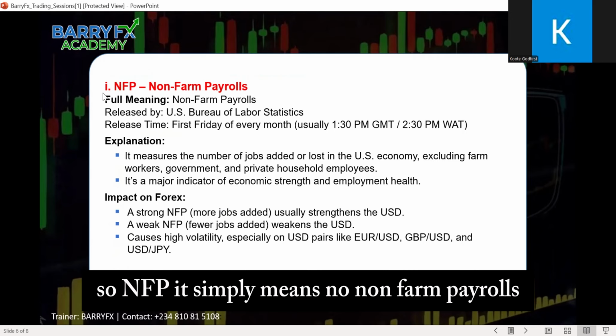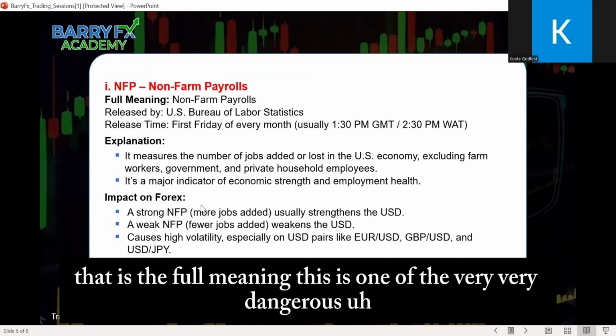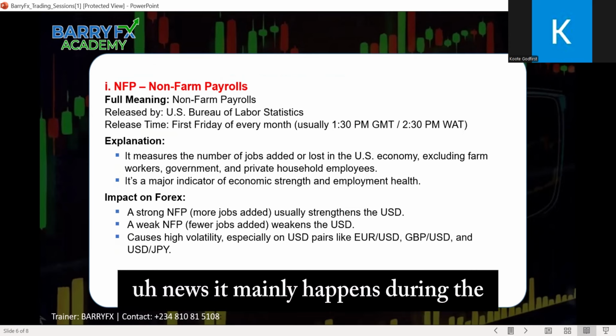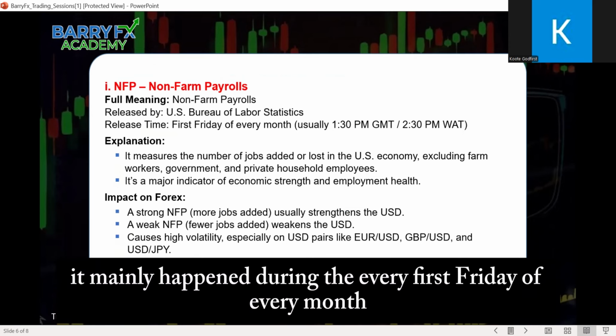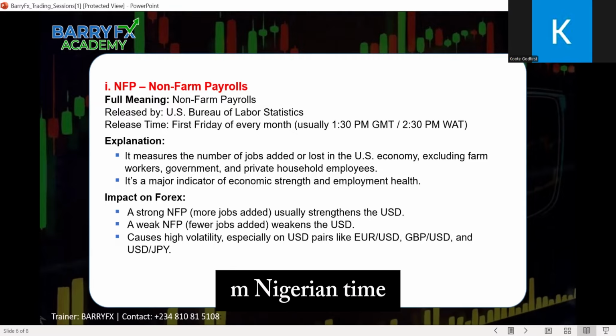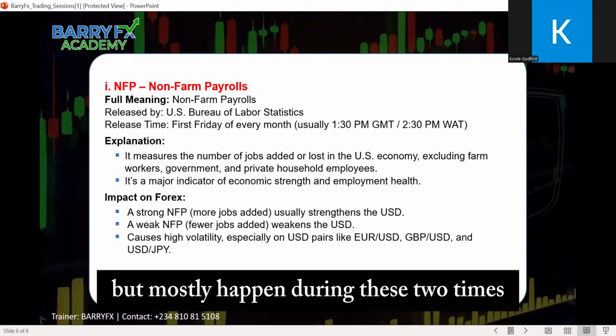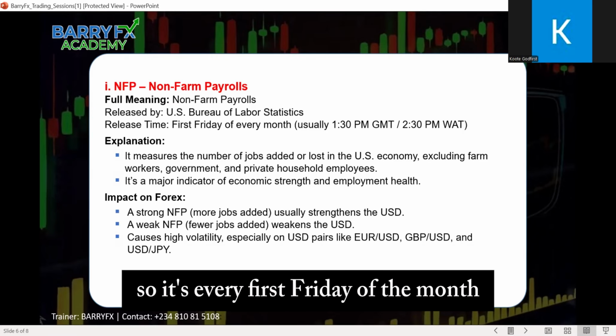So NFP simply means non-farm payrolls. That is the full meaning. This is one of the very, very dangerous news events. It mainly happens on the first Friday of every month. That is when it usually happens, around 1:30 p.m. Nigerian time. I think it's 1:30. Sometimes they shift it to 2:30, but it mostly happens at these two times. So it's every first Friday of the month.